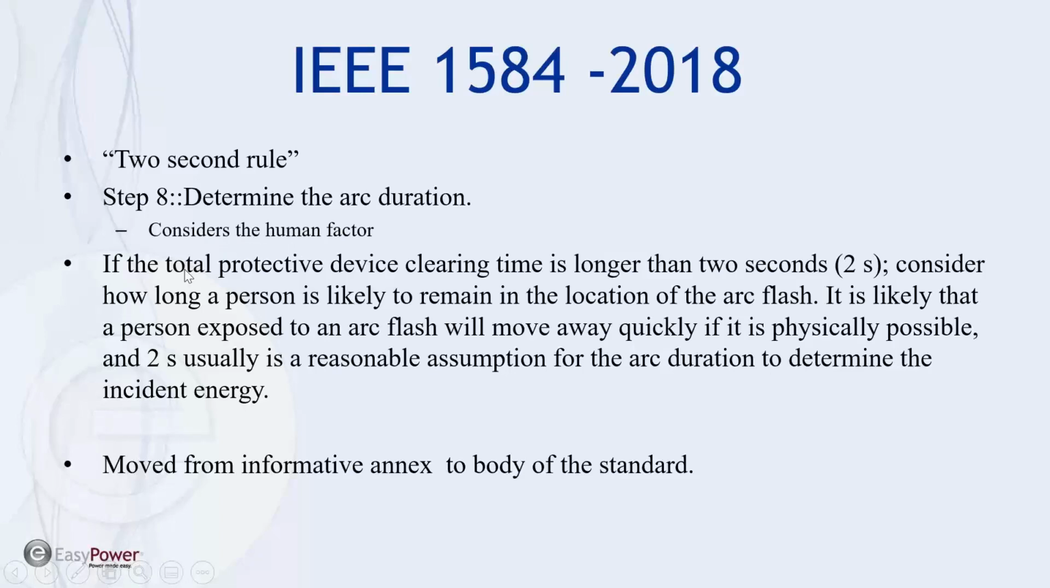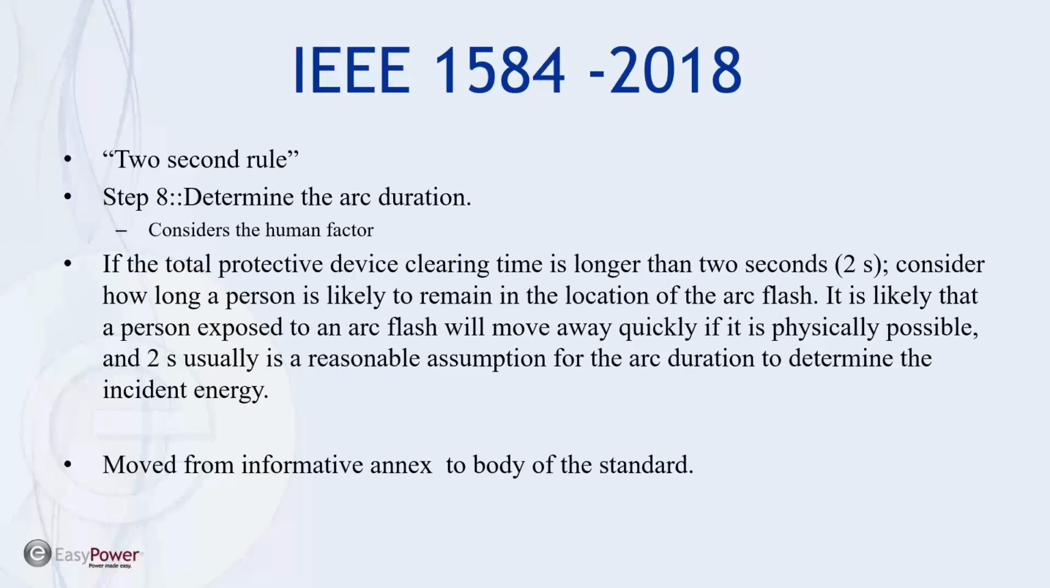And basically it says if the total protective device clearing time is longer than 2 seconds, and as a result, the incident energy is high as a result of that clearing time, then consider how long a person is likely to remain in the location of the arc flash. In other words, if an arc occurs in our face, more than likely the human nature is to jump back or get out of the way. And so it's reasonable to assume that it's likely for a person exposed to that arc flash will move away if it's physically possible and limit the calculations to 2 seconds for that energy exposure.